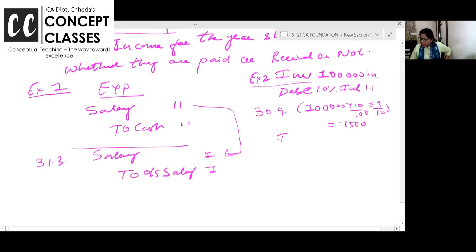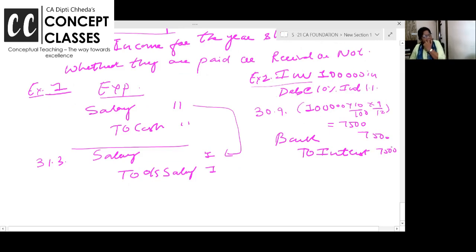7,500. What will be the entry? Interest account debit to bank. Oh sorry, we are not paying, we are receiving the income on investment. Bank account debit, money is coming in, and interest credit.